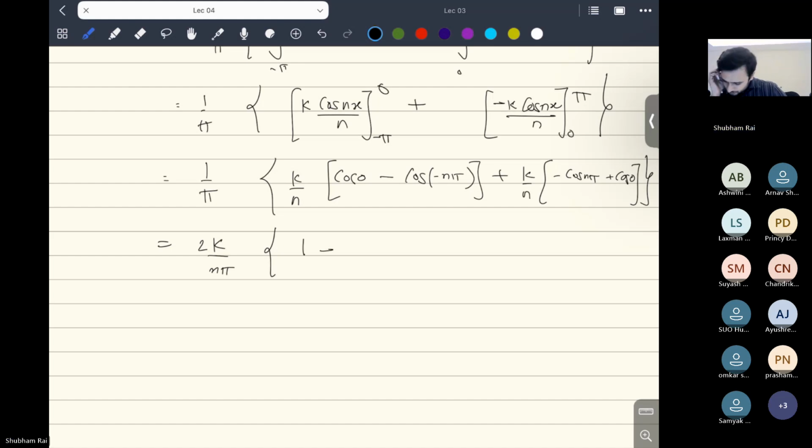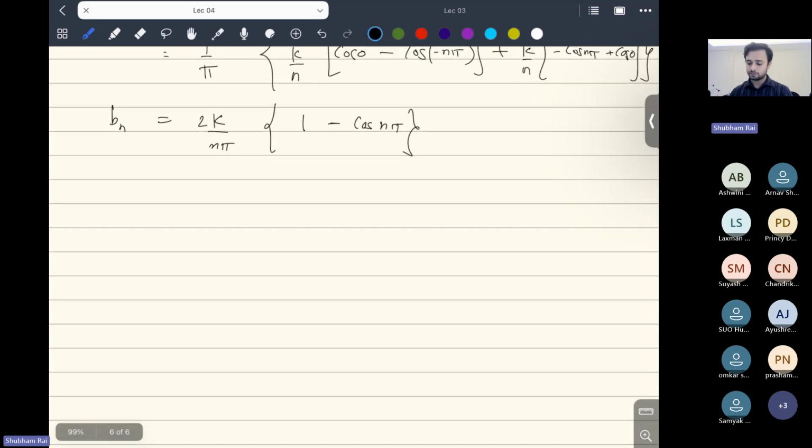Plus, let me just see. I think these two will get cancelled now. Just wait a minute. No, so yeah. So you'll get minus cosine of n pi, right? Because cos of minus theta is cos theta only, so minus cos n pi and minus cos n pi, so it will be twice cos n pi. So finally we will get this 2k by n pi, 1 minus cos n pi. So that is Bn.